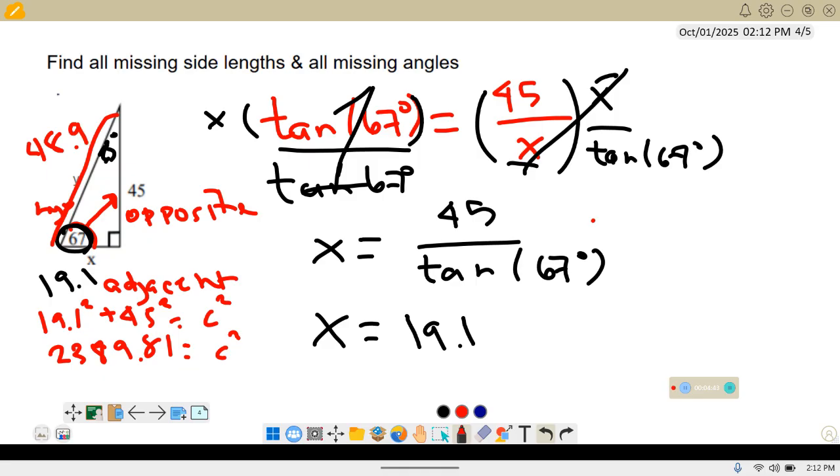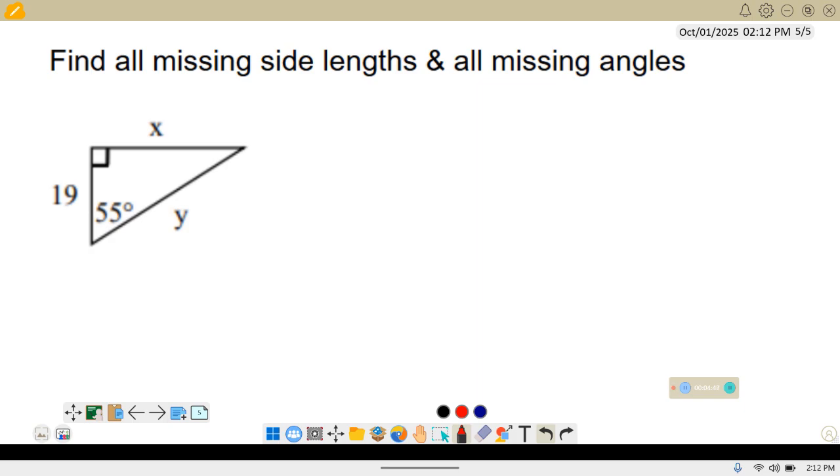All right. We're going to go through just one more example. Hopefully this is not terribly confusing. Okay, so I'm going to start with the angle measure that was given. In this case, that is my 55-degree angle.